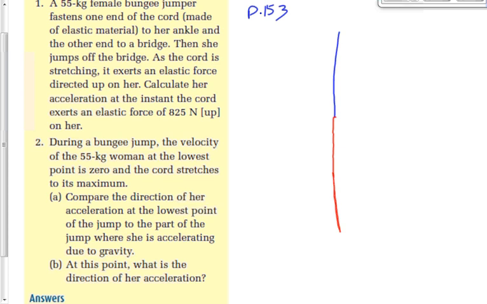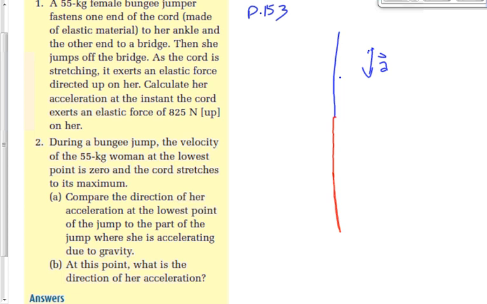All right. Compare the direction of her acceleration at the lowest point of the jump to the part of the jump where she's accelerating due to gravity. So up here, she's accelerating due to gravity. Which way is her acceleration as she's free falling here? The cord hasn't stretched yet. Which way is her acceleration? Downward, right? Her acceleration is downward at a rate of 9.81 meters per second squared. It's as if the cord wasn't attached yet.